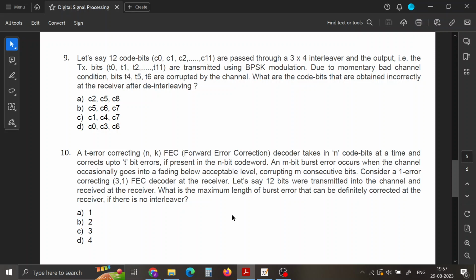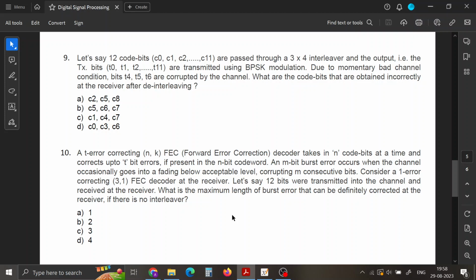Now consider a one-error-correcting (3,1) FEC decoder. One error correcting means T is 1 here, and the parameters are N equals 3 and K equals 1 for this decoder because it's a (3,1) decoder. So it means that out of N bits I can correct T errors. In this case, out of 3 bits I can correct 1 error, because T is 1 and N is 3.